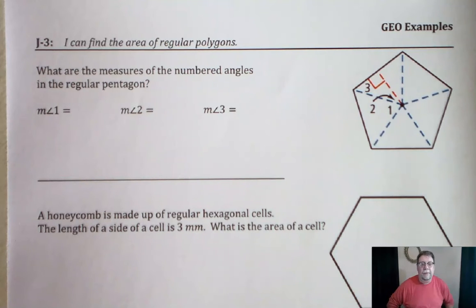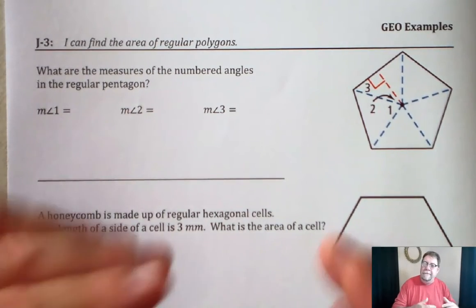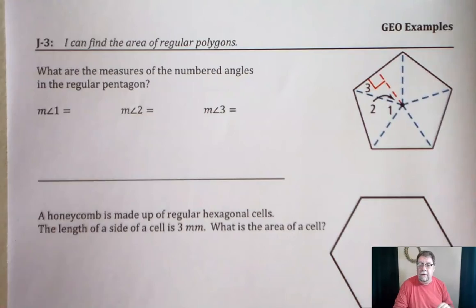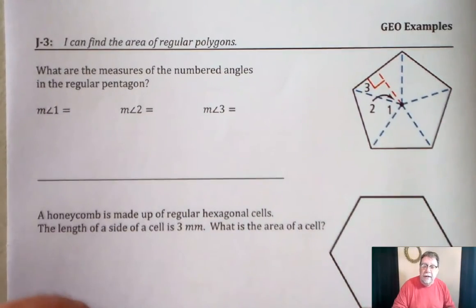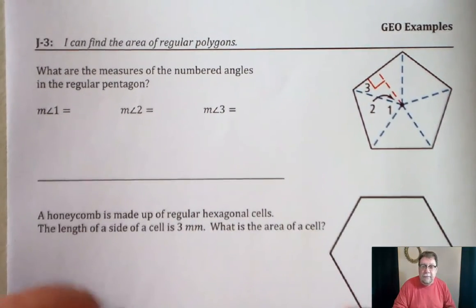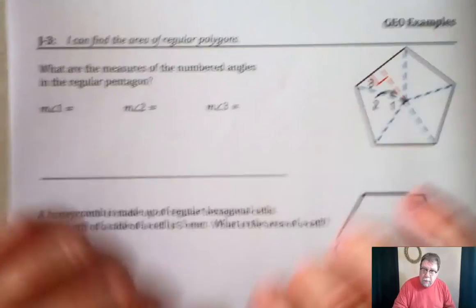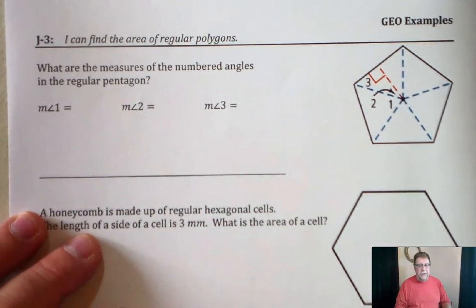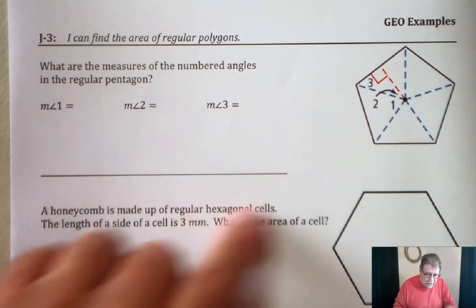Okay, I have two examples here I want to show you in terms of area of regular polygons. The first example is more about finding measures of the angles, and that's really important because later on we're going to need to use some trigonometry to find out some of these areas. This one we will not have to. So right off the bat, we have a pentagon here. And the question is, what are the measures of these angles?